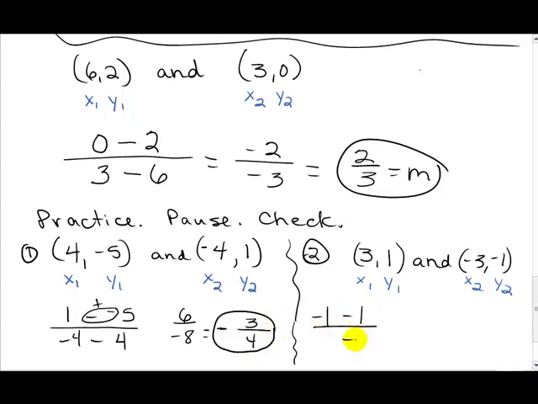y2 minus y1, x2 minus x1, -2 over -6. Two negatives become a positive. Divide by 2 to get our 1/3 for our slope.